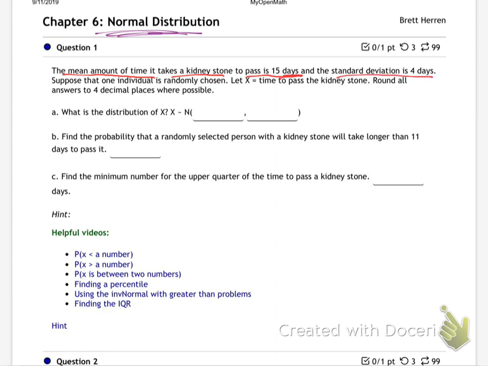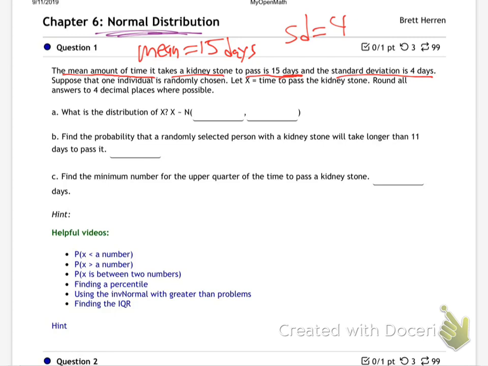So the mean, the average, 15 days. I guess 15 days is the average it takes to pass a kidney stone. But not everybody's average. Standard deviation is 4 days, right? Remember what standard deviation means? Typical amount off the middle, right? So not everybody's exactly middle. How far are they off the middle? On average, they're 4 days off the middle, above or below, right?